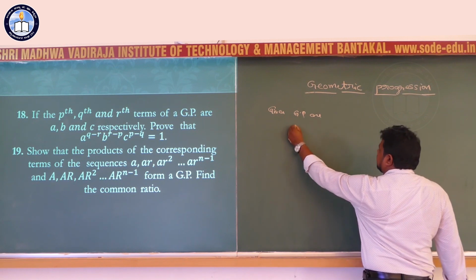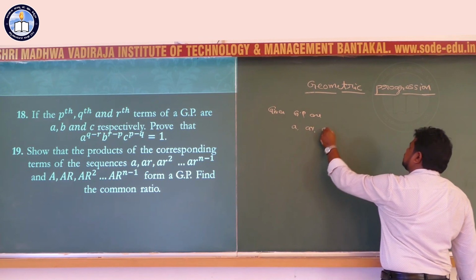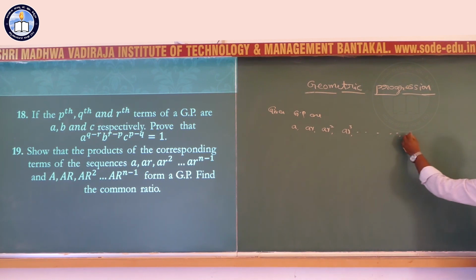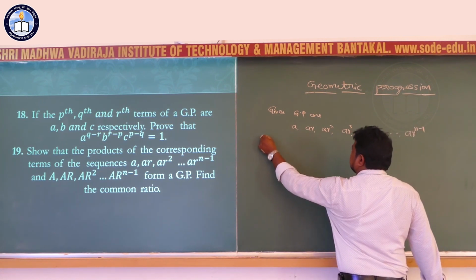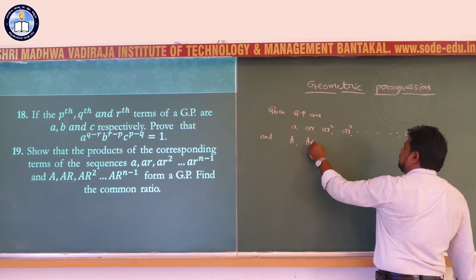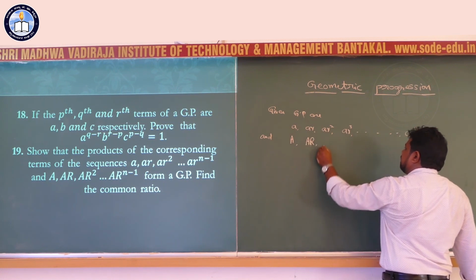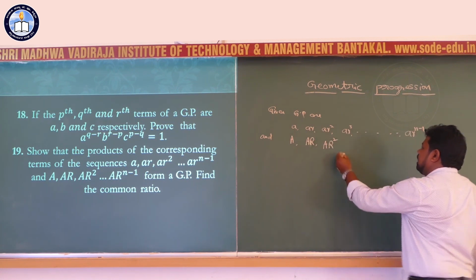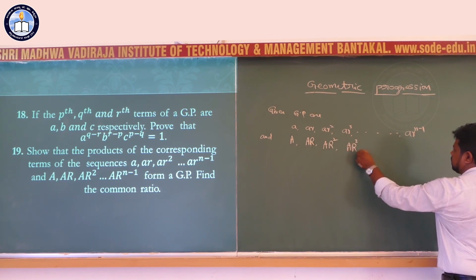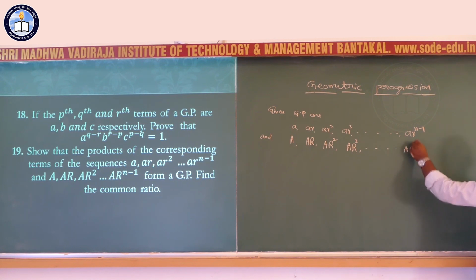First one: a, ar, ar square, ar cube up to a into r power n minus 1, and the other one capital A, AR, capital R square, AR cube up to AR power n minus 1.